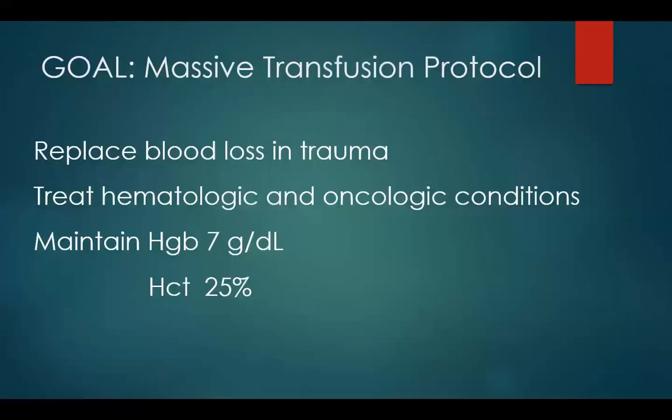The goal for massive transfusion protocol is to replace blood loss in trauma, and to treat hematologic and oncologic conditions, and we want to maintain a hemoglobin of 7 grams per deciliter and a hematocrit of about 25%.